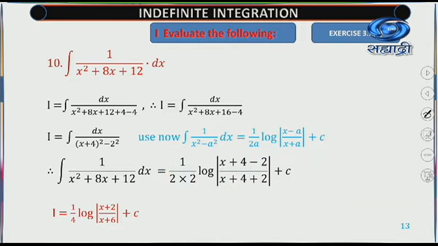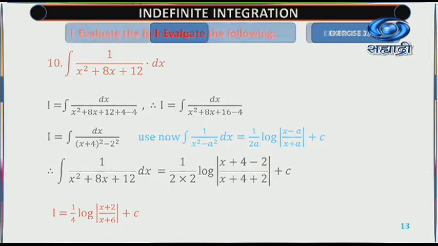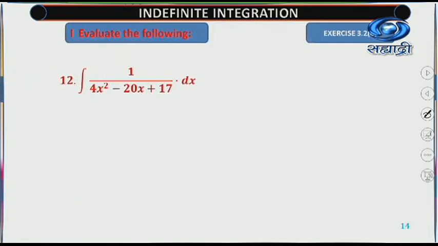So now you will get this as 1 upon 4 log x plus 2 upon x plus 6 plus constant of integration. Okay, next example. We'll start with our next example, that is integral 1 upon 4x square minus 20x plus 17. Again we are using completing the square, but here there is a coefficient of x square also. So here you need to use your formula which I have discussed in the previous example.